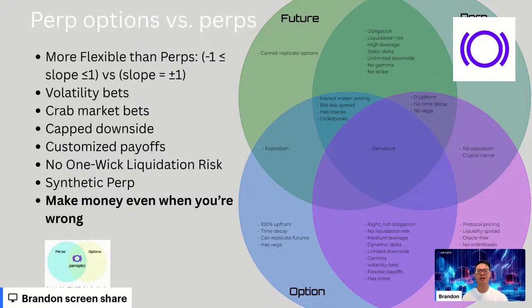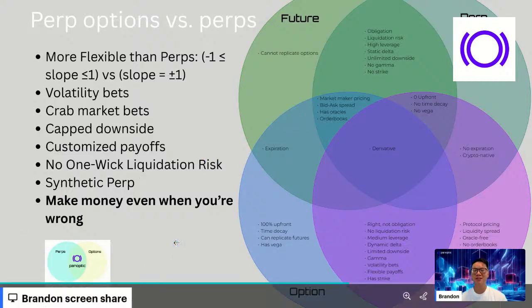One other cool thing, synthetic perps. You can make perps with options. You combine a call option and selling a put option, and you actually get a perp. So all squares are rectangles, but not all rectangles are squares. Same thing here. And the key point with options trading is a different mindset.